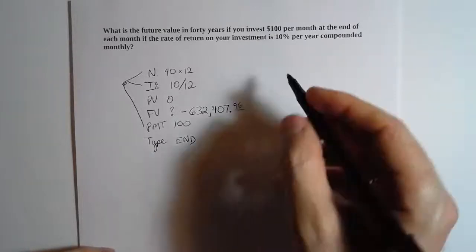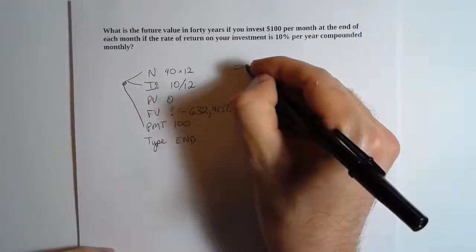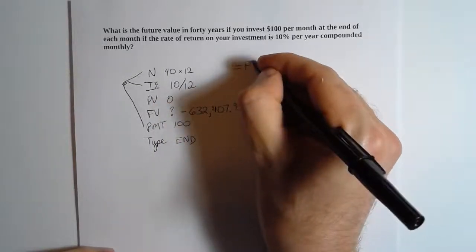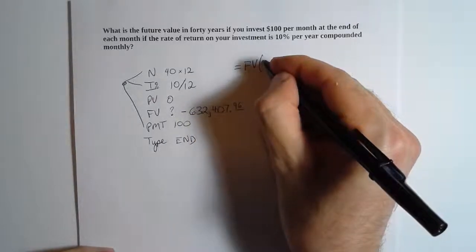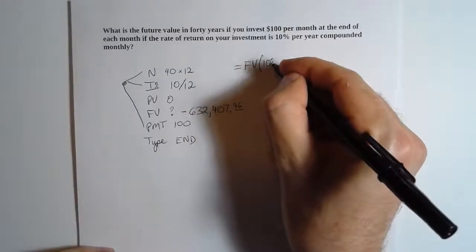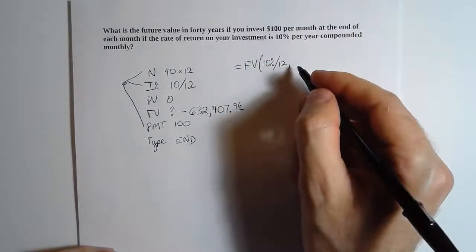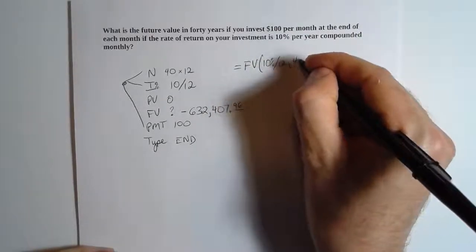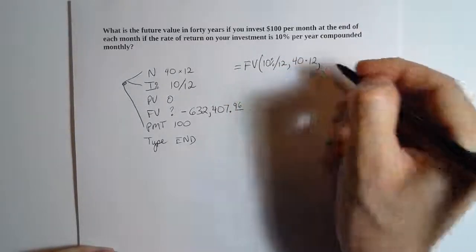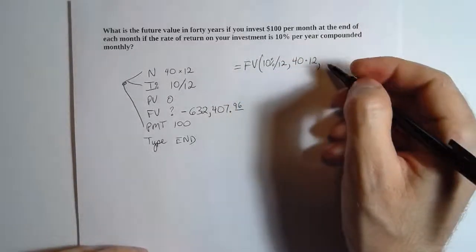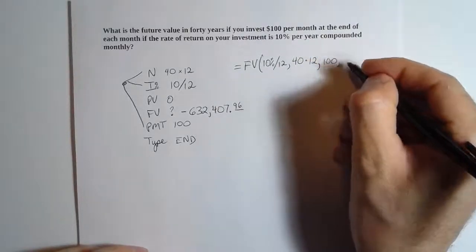So the future value here is $632,407.96. Now if you wanted to solve this in Excel, you could do equals FV. The first thing you need is the rate, so we're going to do 10% divided by 12. Then we need the number of periods, which is 40 times 12. Then we need the payment, which is $100, and present value would be 0.